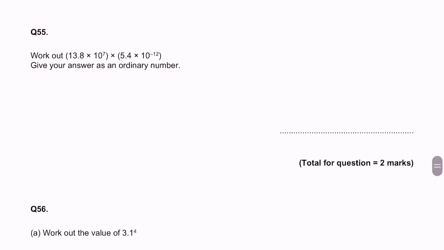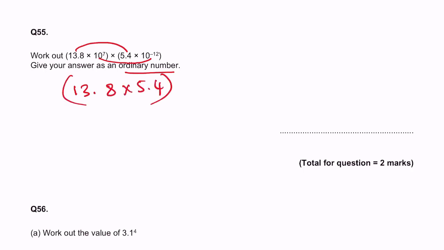Standard form question, give your answer in ordinary form. So work out 13.8 times 10 to the power 7 times by 5.4 times by 10 to the power minus 12. When you multiply, you multiply the number by number and the power of 10 by the power of 10. So 13.8 times by 5.4 times by 10 to the power of 7 times by 10 to the power of minus 12.